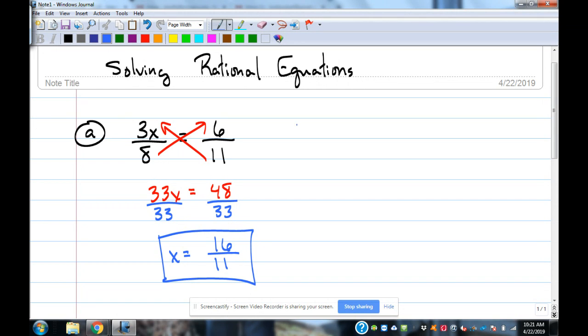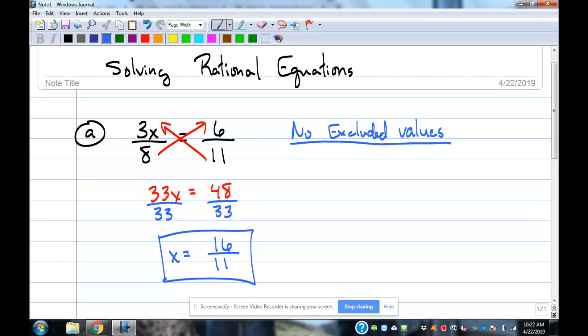This one has no excluded values. The reason it has no excluded values is because the original problem doesn't have any variables in the bottom, in the denominator. If you've got variables in the denominator, we've got to look at excluded values. This one doesn't have any because the x was in the numerator only. So there's no rule saying you can't have a certain number in the numerator.